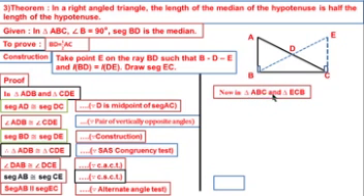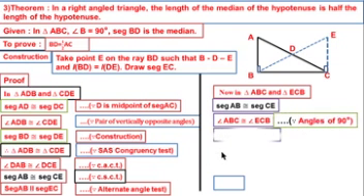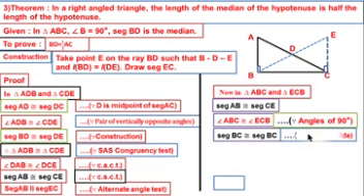Now in triangle ABC and triangle ECB, segment AB is congruent to segment CE. Angle ABC is congruent to angle ECB, angles of 90 degree. Segment BC is congruent to segment BC. This is common side between these two triangles.